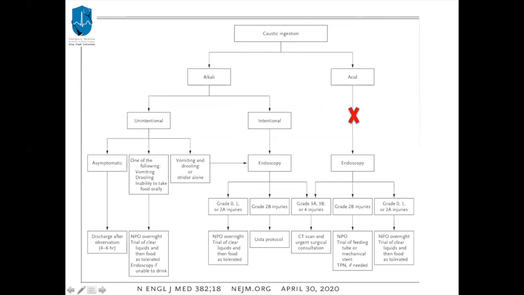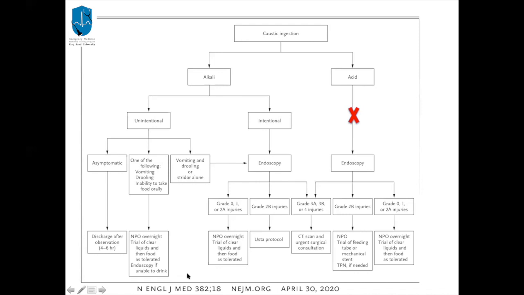I'm sure most of you know, an acid will cause coagulation necrosis, while an alkali will cause liquefactive necrosis. Coagulation necrosis results in protein precipitation and forms an eschar that prevents the penetration of the substance further into the tissue. While an alkali causes liquefactive necrosis and it penetrates deeply into the tissue. It saponifies the tissues, it dissolves the lipids.